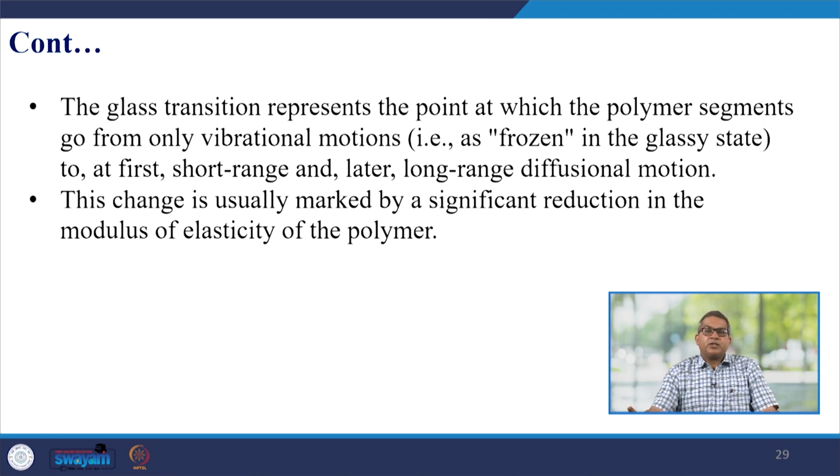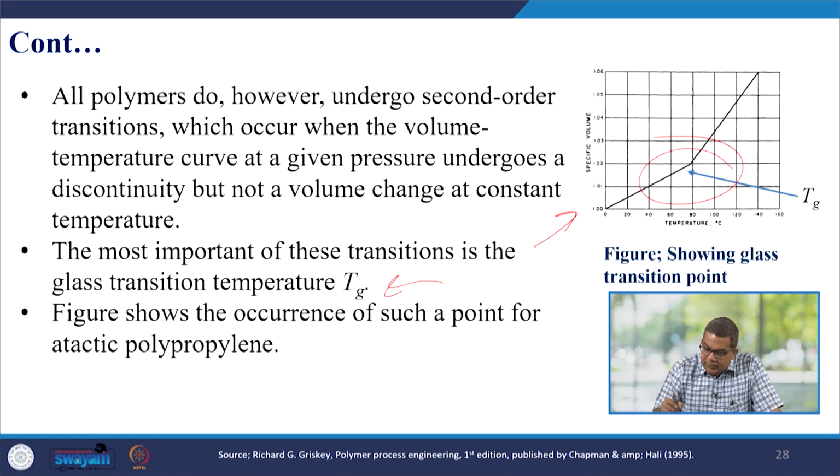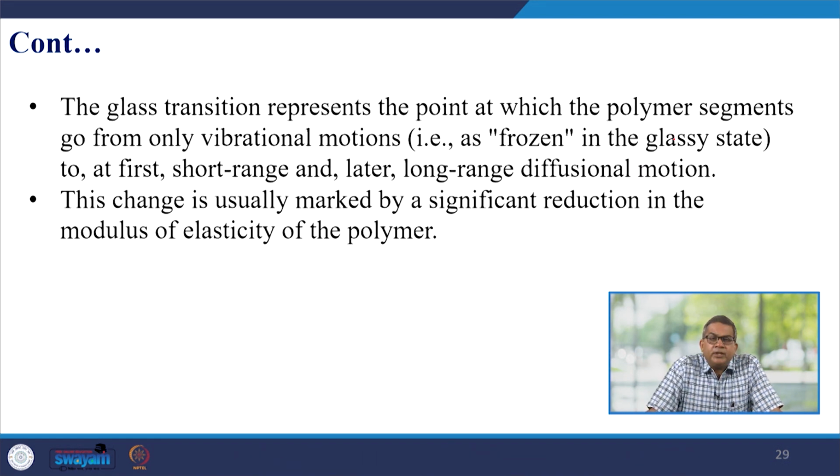So, the glass transition temperature, in a modified form, represents the point at which polymer segments go from only vibrational motion, that is, frozen in the glassy state, to first short range and later long range diffusional motion. This change is usually marked by a significant reduction in the modulus of elasticity of the polymer.